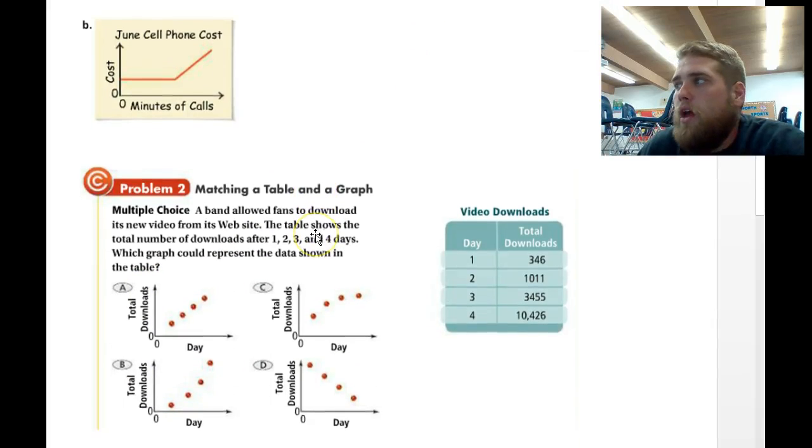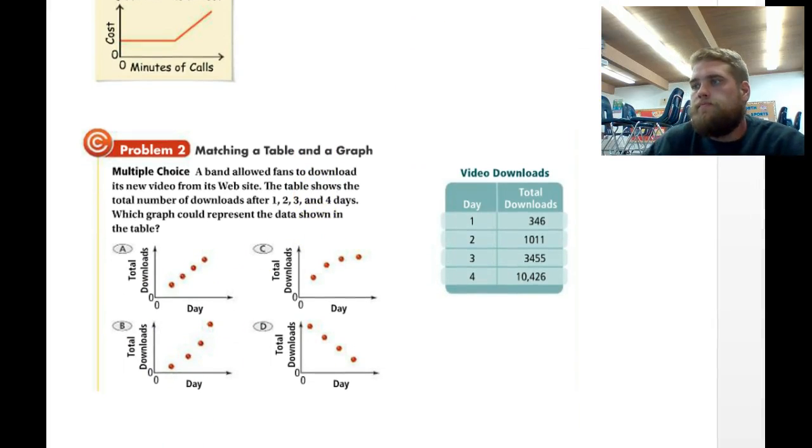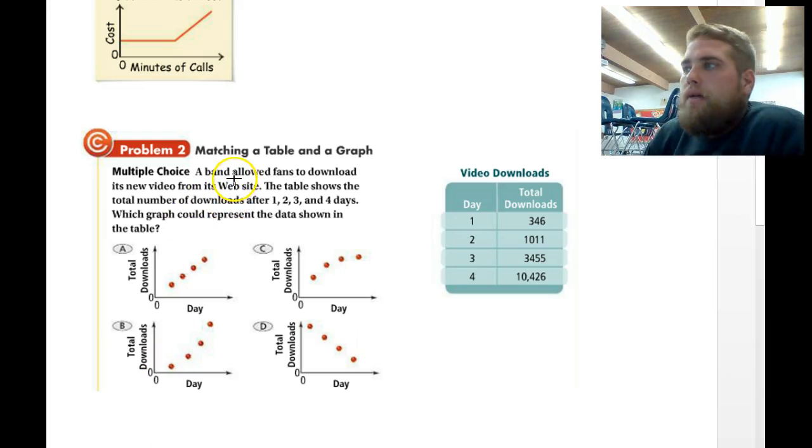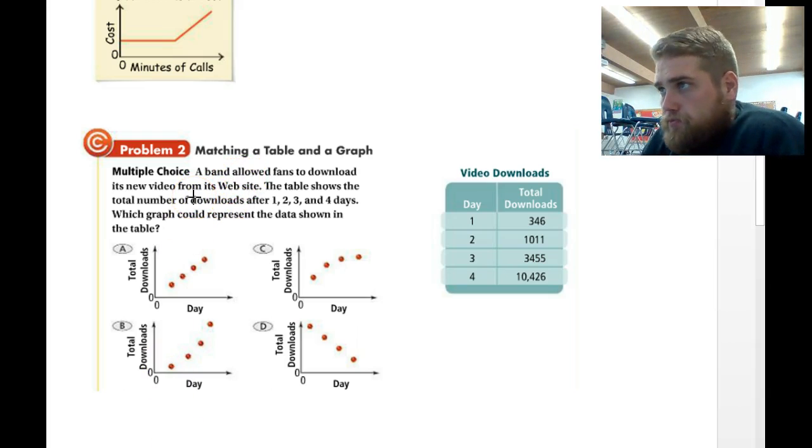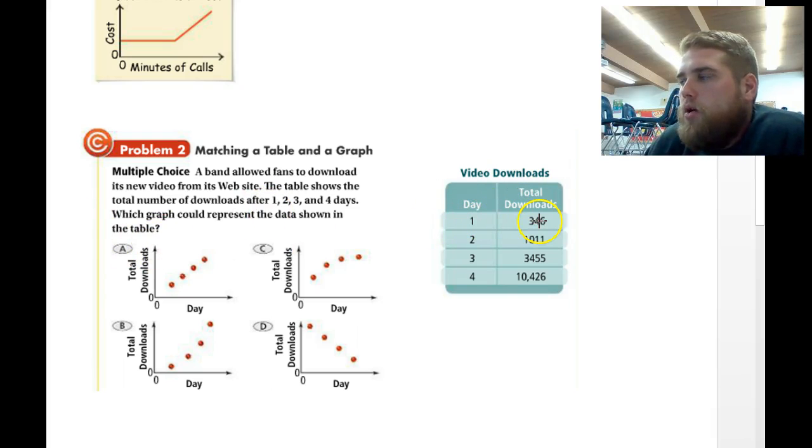On problem 2, a band allowed fans to download its new video from a website. The table shows the total number of downloads after 1, 2, 3, and 4 days. Which graph represents the table? Well, if we look at our table, day 1, we go here.